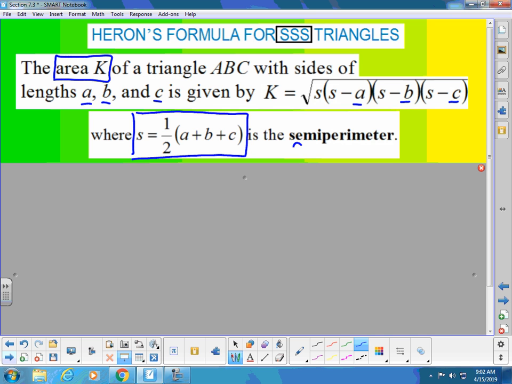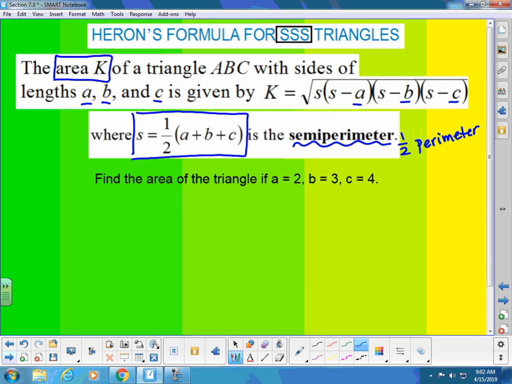So that's where it gets its name from, semi-perimeter. It's just a fancy way of saying half of the perimeter. So this S formula shouldn't be something you really have to memorize. You just have to remember that S is half of our perimeter. Once you have S, A, B, and C, you can plug them all in, put the whole thing in your calculator, and it spits out the area and saves us all that law of cosines work.